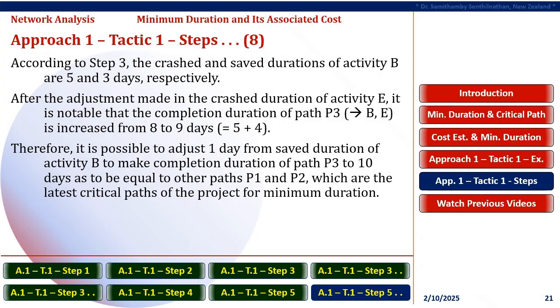According to Step 3, the crashed and saved durations of activity B are 5 and 3 days respectively. After the adjustment made in the crashed duration of activity E, it is notable that the completion duration of path P3 is increased from 8 to 9 days. Therefore, it is possible to adjust 1 day from the saved duration of activity B to make the completion duration of path P3 10 days, equal to the other paths P1 and P2, which are the latest critical paths of the project for minimum duration.